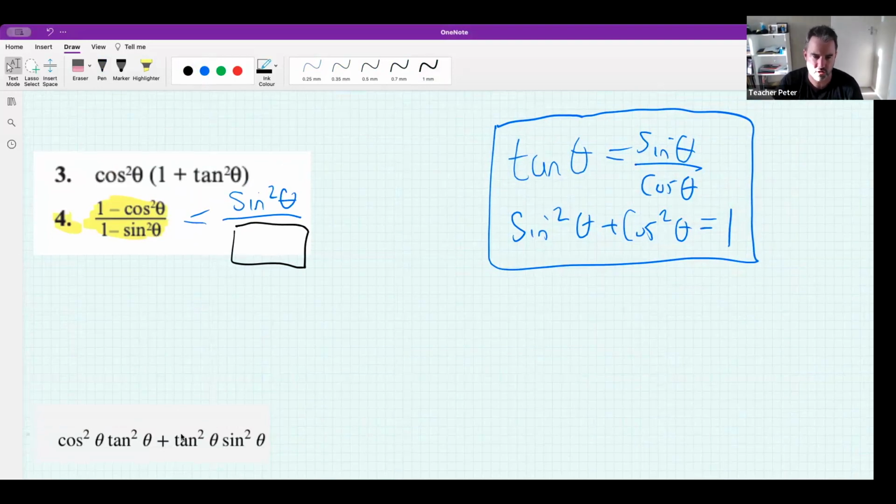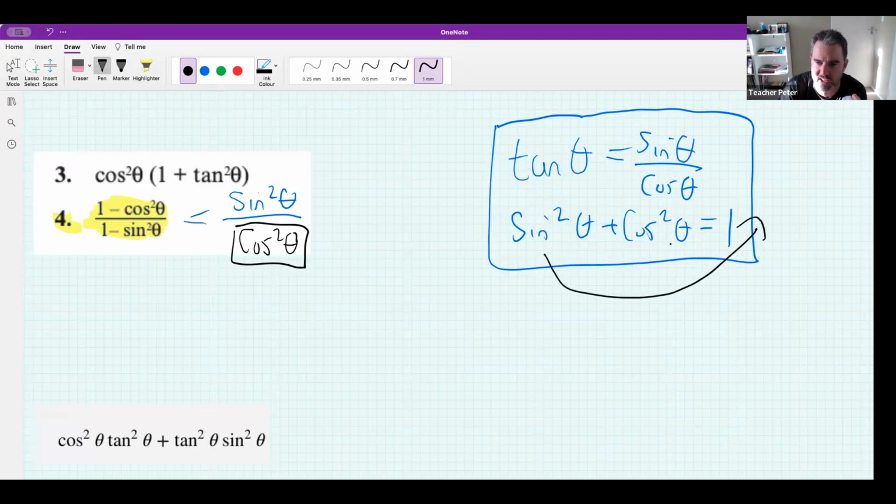Yeah, Sanako, let's go to you. Isn't it cos squared theta? Perfect. Yes. Can you see how it looks the same, but is a bit different? Because if you move the sine across, what's left behind is the cos. Okay, Sanako, you smashed that. Now, unfortunately, we're not done yet. What is going to be the next step?